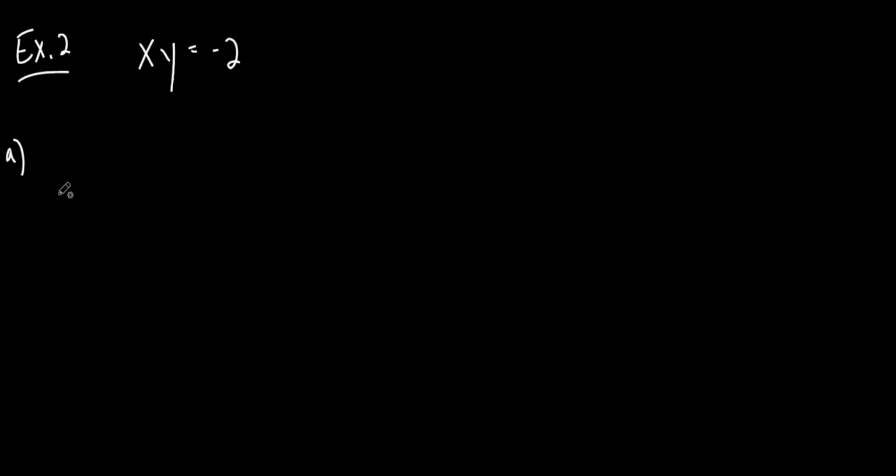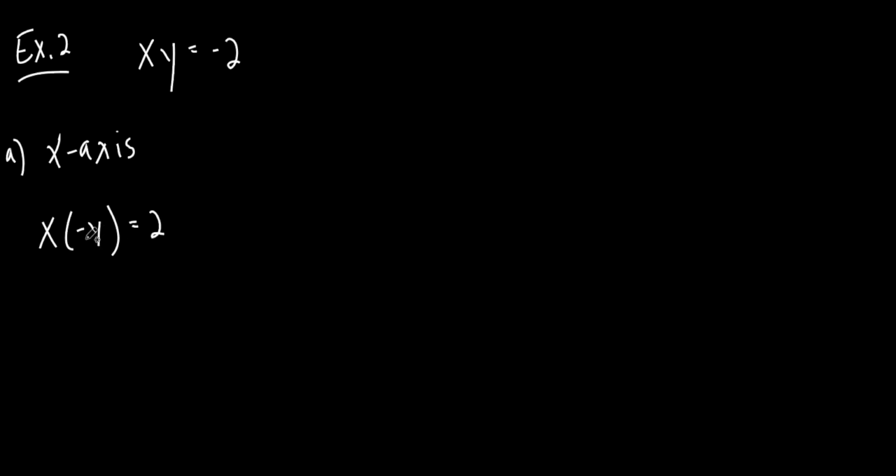So let's do the x-axis first. Is this symmetric about the x-axis? If I folded it on the x-axis, would they match up? I don't know what that graph looks like. I have no idea, but I can do it mathematically. So if it's symmetric about the x-axis, I keep the x the same, and what do I change? I change the y. So I would go x times negative y equals negative 2.